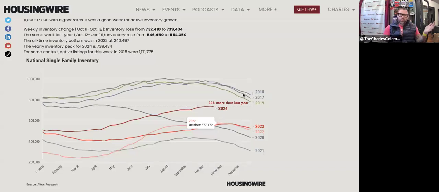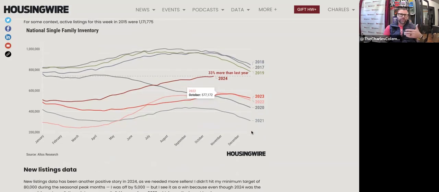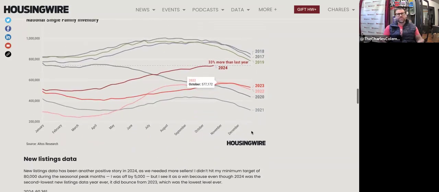So this is good. We want more inventory. We want to get up here into this 2019, 2018, 2017 level because more options is better for all of us. It also gets kind of weird because we can also see this with some of the homes that are sitting on the market right now.